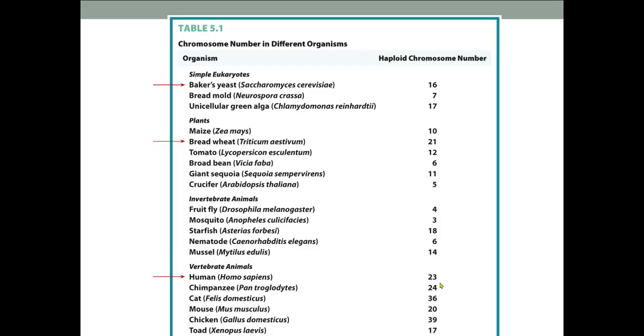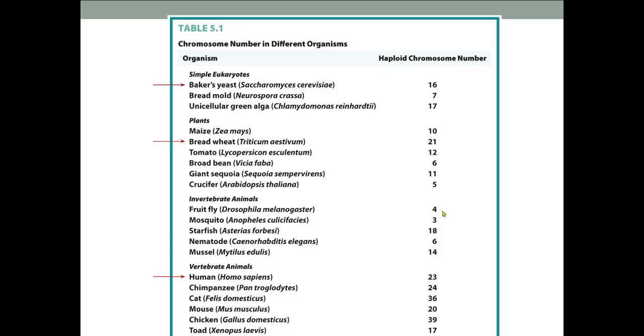And then down here, humans, we have 23 pieces of DNA in our haploid number. I think the point of this slide is just to say that even within similar types of organisms, we're talking about the lowly invertebrates here. Starfish have a haploid number of 18. They have lots of different pieces. Fruit flies have only a couple.